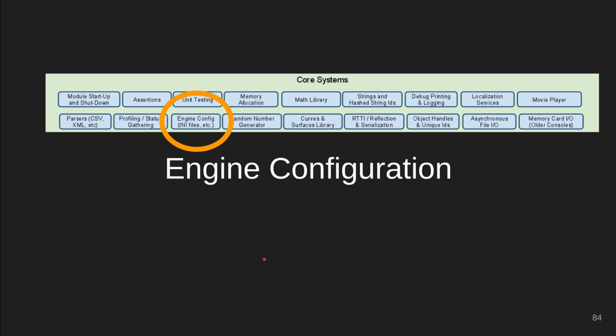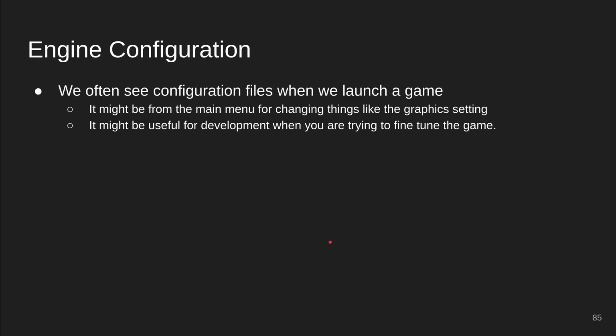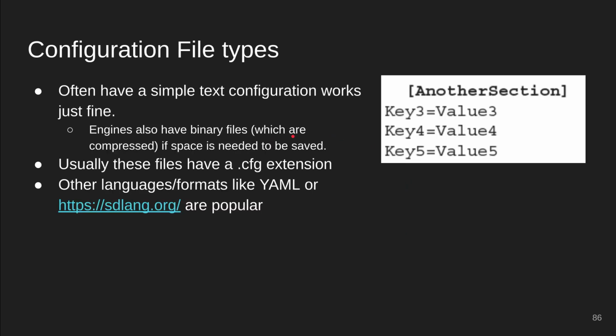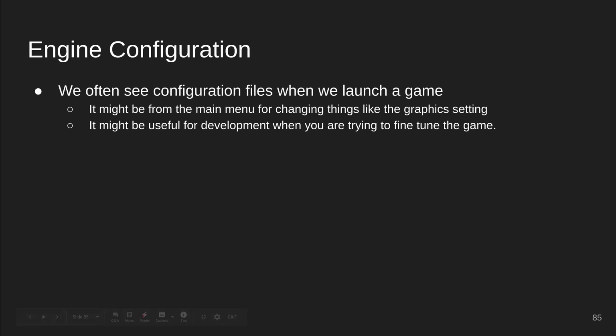Okay, let's keep moving on and talk about the engine configuration, another sort of core system. So we've talked about shutdown and startup. We've talked about memory allocation a little bit, a little reminder of some systems topics, and let's talk about the engine configuration. Okay. And this is something we often see when we launch a game, maybe from a main menu where you see some sort of graphic setting. And this is where you're going to try to fine-tune your game, so to speak.